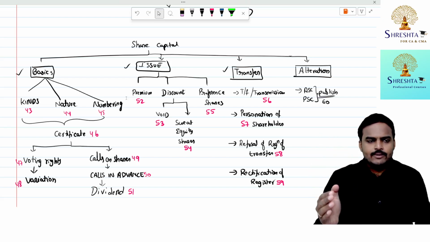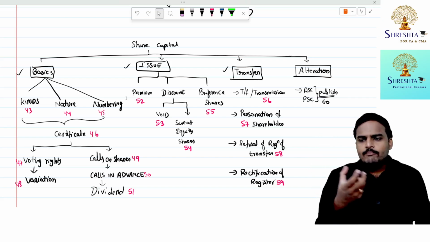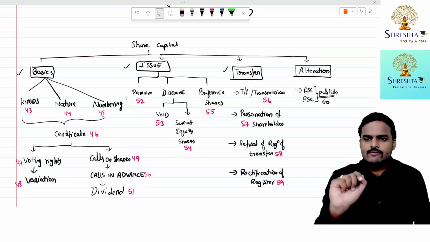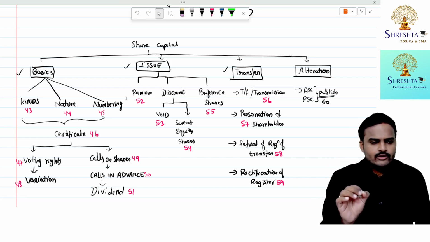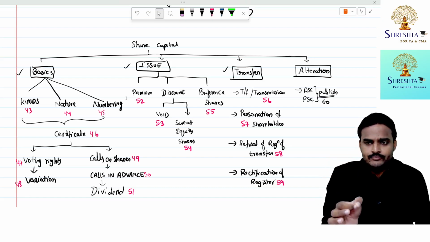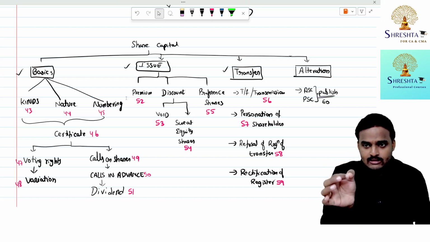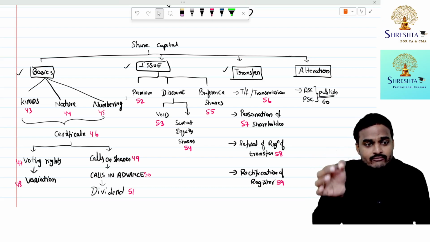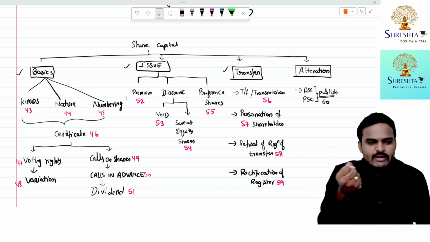Whenever transfer happens, it is the duty of the company to update the register of members. In this transfer, any person pretending himself to be an owner and involving in the transfer in order to get some benefit or advantage, that is nothing but personation of shareholder, punishment under section 57.